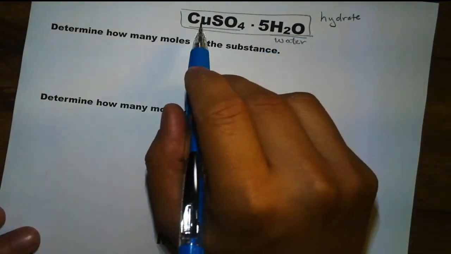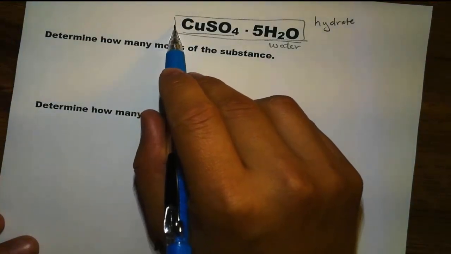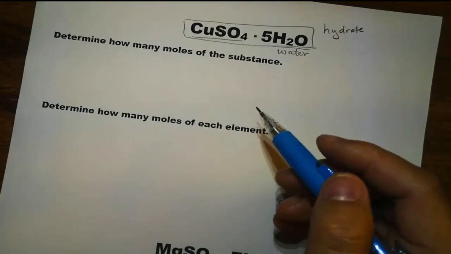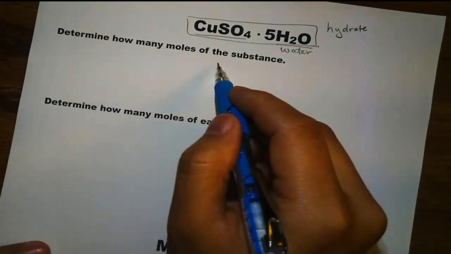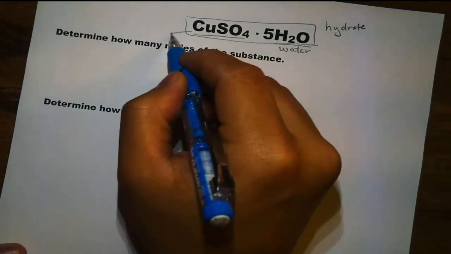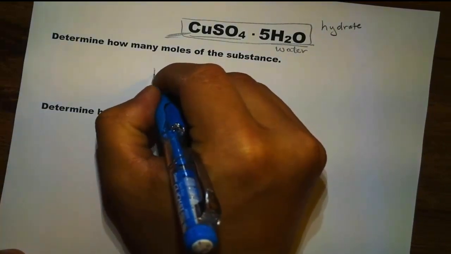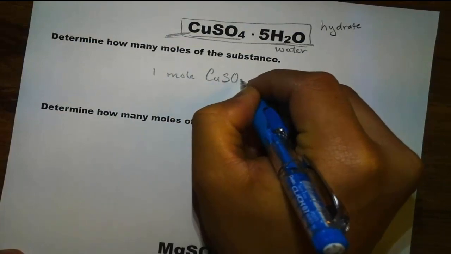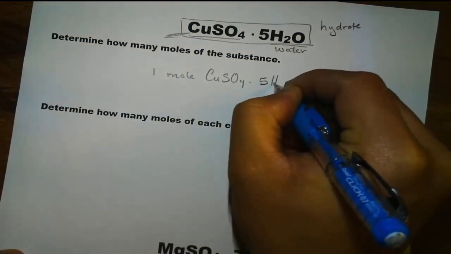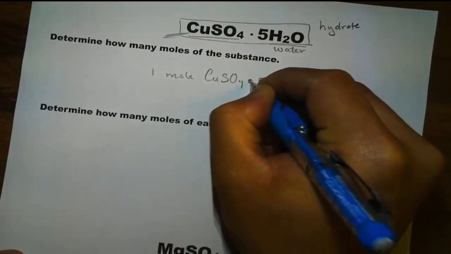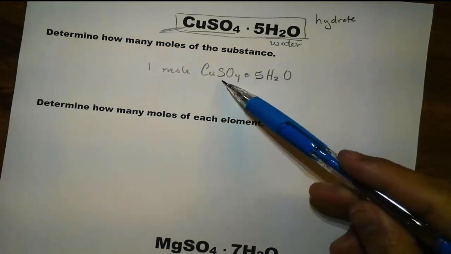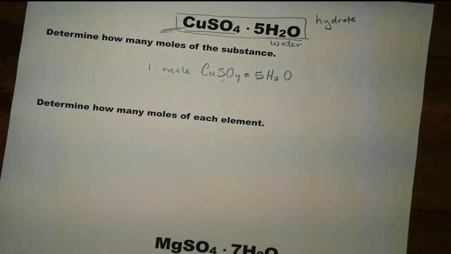Well, to make this a lot easier, I removed the coefficient, okay? Well, let's look at this chemical formula. How many moles of the substance do we have? There is no coefficient here, so we can tell that there is only 1 mole of that whole entire thing, CuSO4 5H2O. See that dot right there? That dot is like a multiplication sign in math, isn't it? So basically, this is being surrounded by 5 water molecules.